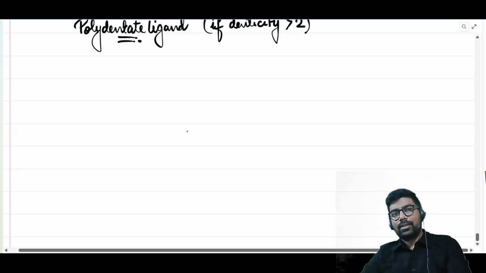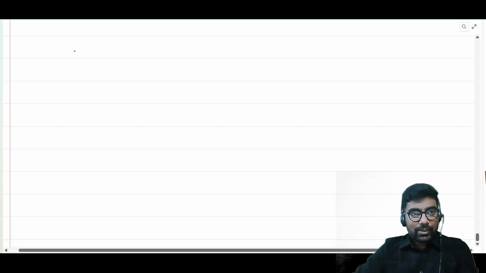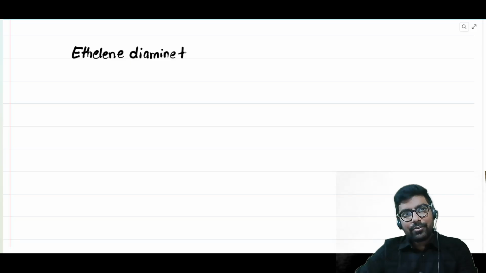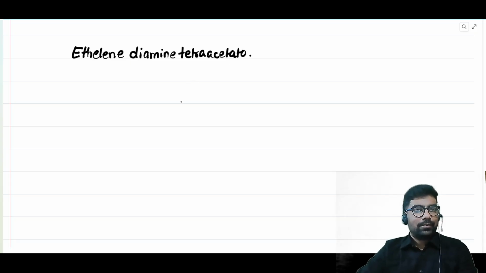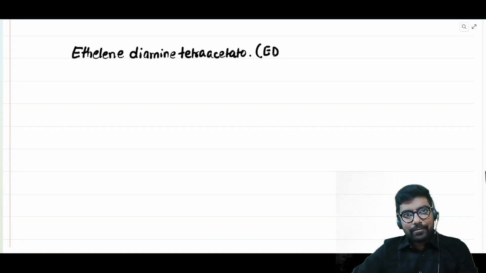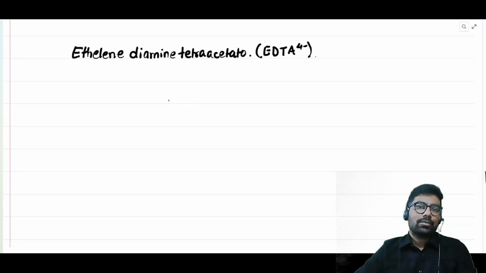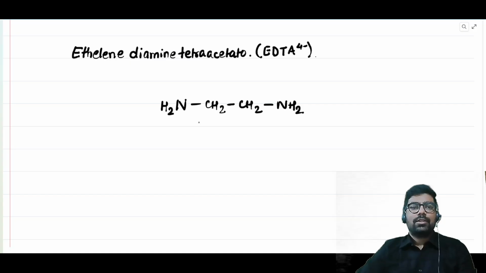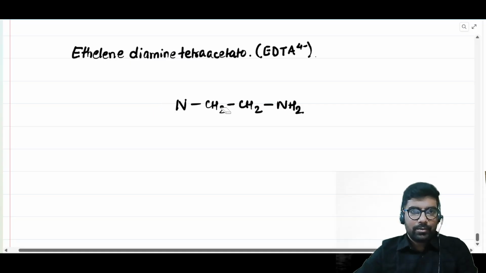Now, one of such ligands is ethylene diamine tetraacetate. What I just told you is a ligand. The name is ethylene diamine tetraacetate. So first we call it EDTA 4 minus. What does this ligand look like? See, first we draw the ethylene diamine. If you remember it, it is NH2, CH2, CH2, NH2. This is our ethylene diamine, right? So what we will do is we remove the hydrogen from the terminal amines.